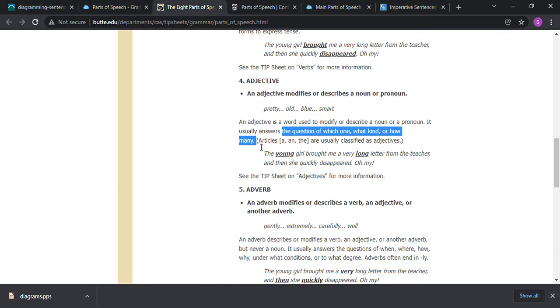I think that you should have your students create a poster that says adjective on it and then list the questions underneath it. Which one, what kind, how many, and hang it on the wall so that it helps them remember what an adjective is.